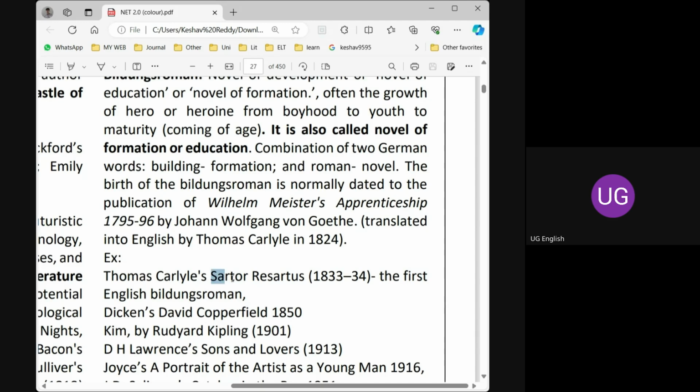Can anyone answer the question? What is the other name for Sartor Resartus? Yesterday we discussed this in the class. What is the other name for Sartor Resartus? The other title of this work by Thomas Carlyle, Victorian. I want responses from you.